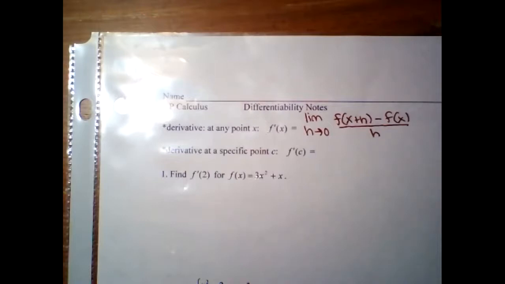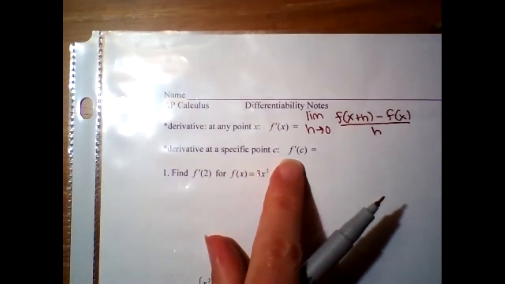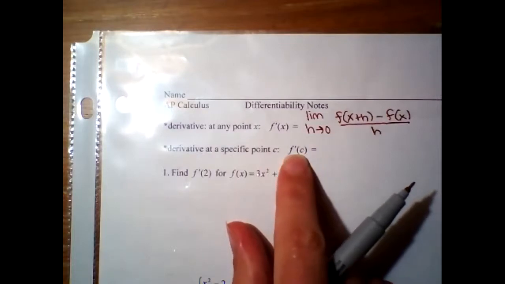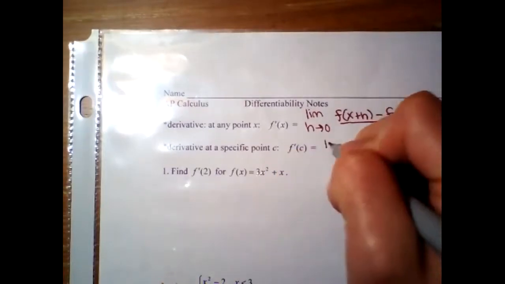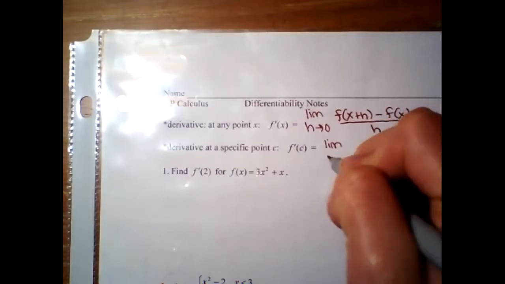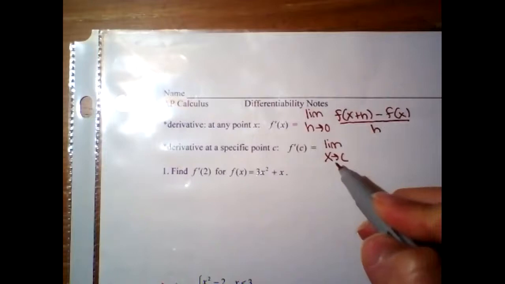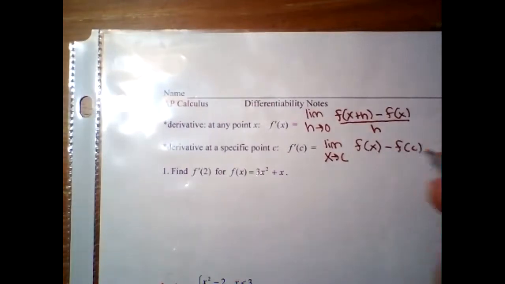But say you only needed the derivative at one specific point. You have a little bit of a shortcut method. Say this says c, but c could be any number. Let's say you just needed f prime of 3 and that was it, and you wanted to jump straight to the answer, then this would be the formula you would use. So the limit as x goes to c, whatever that c number is, like the limit as x goes to 3 or whatever it is, of the function minus f of c over x minus c.